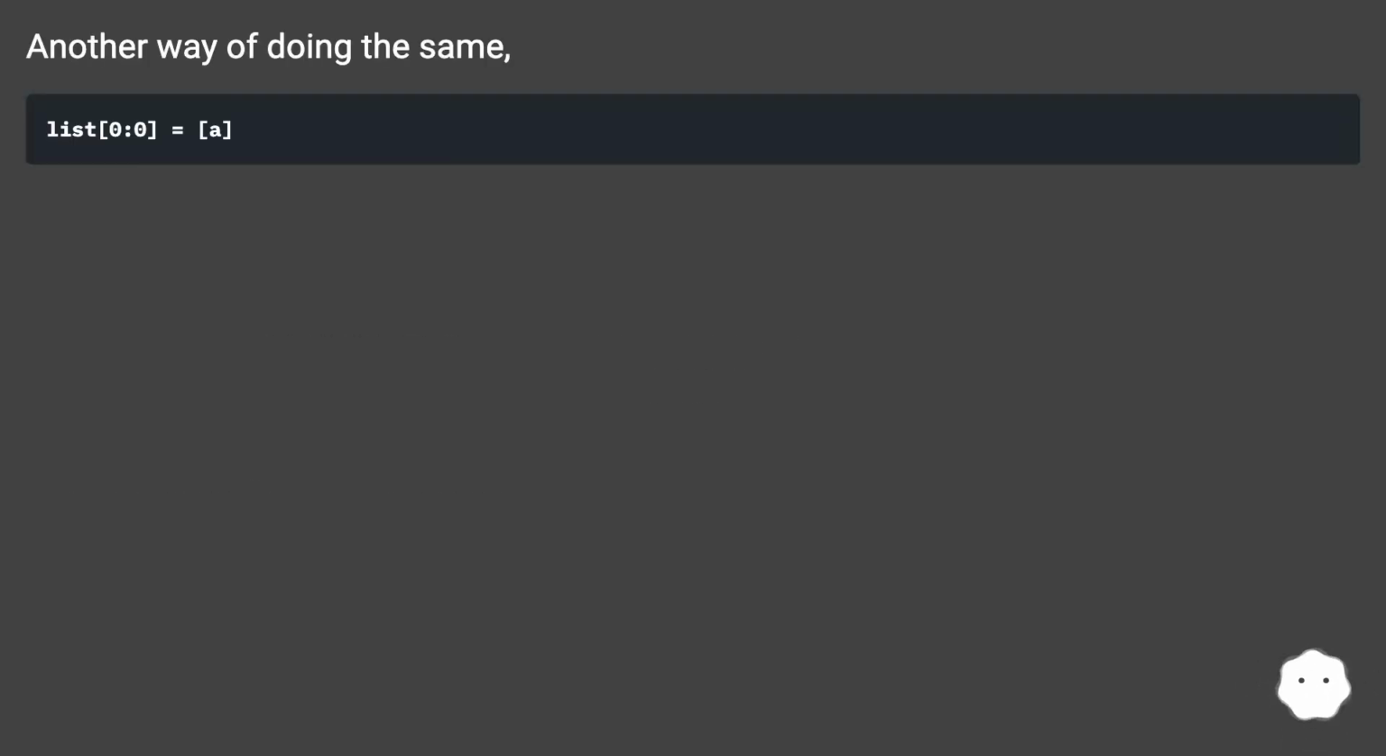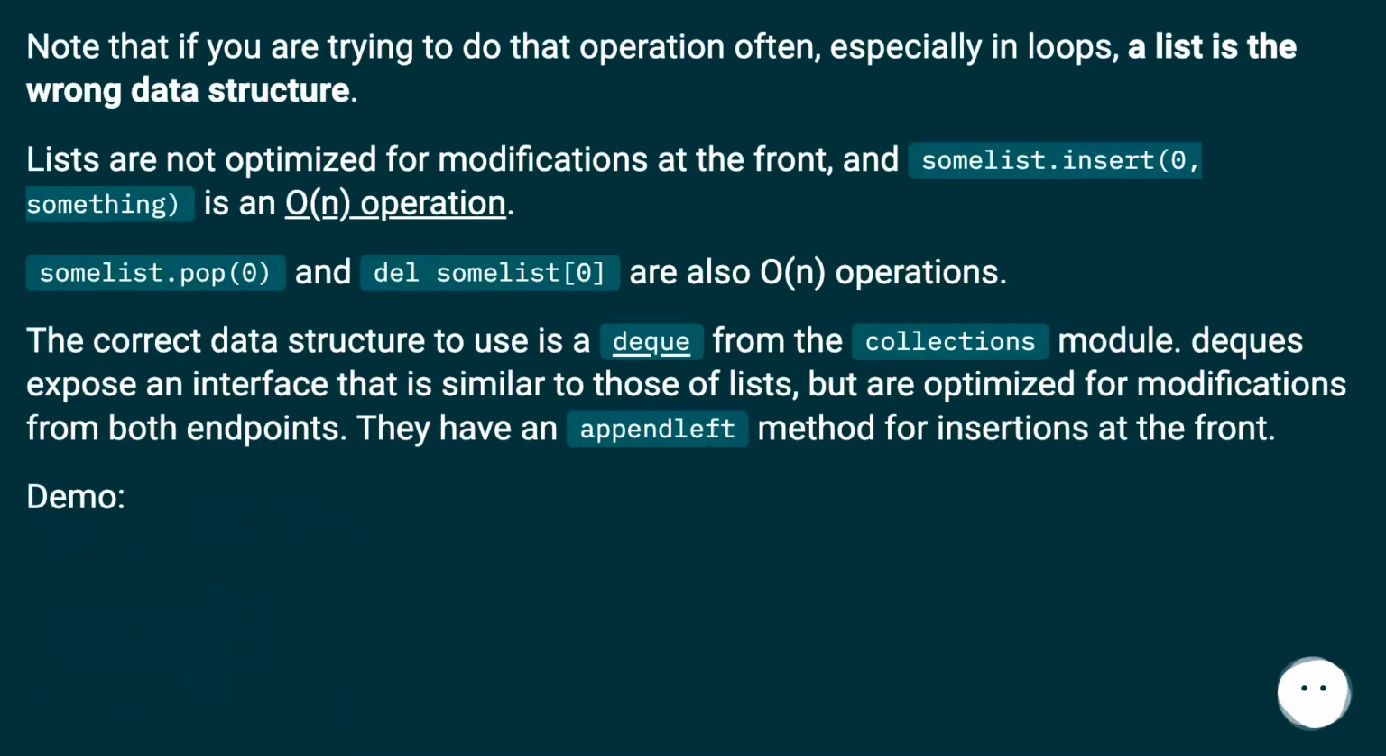Another way of doing the same. Note that if you are trying to do that operation often, especially in loops, a list is the wrong data structure. Lists are not optimized for modifications at the front, and some_list.insert(0, something) is an O(n) operation. some_list.pop(0) and del some_list[0] are also O(n) operations.